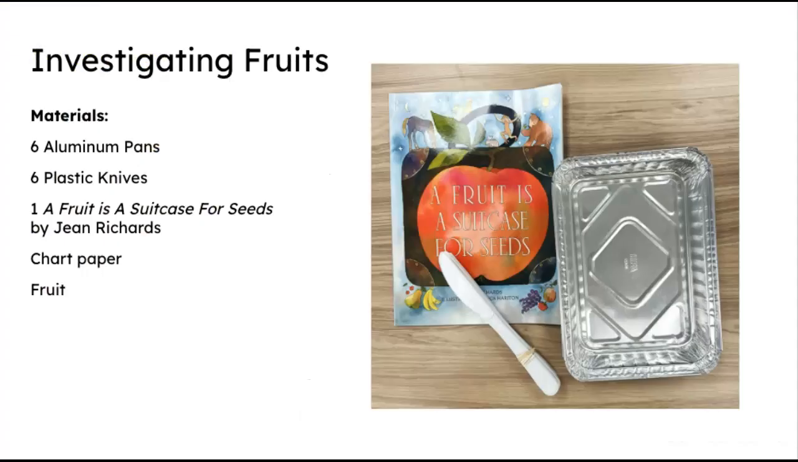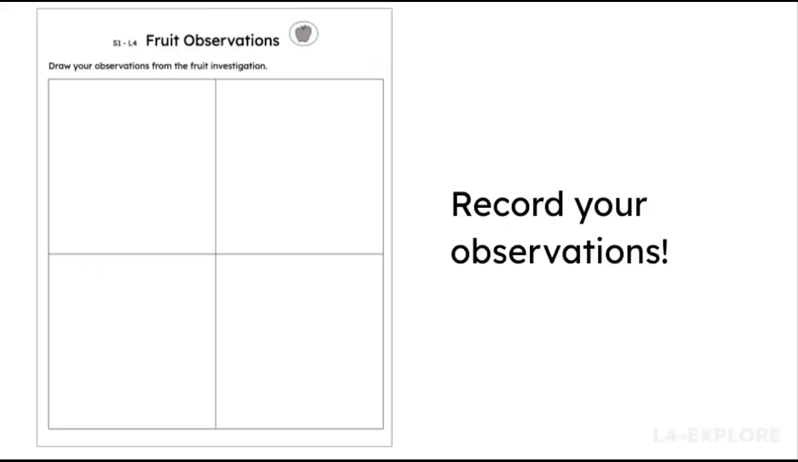For the Explore portion, you'll gather fruit and organize students in groups to examine the fruit and visible seeds. If you're not able to bring physical fruit into the classroom, you can show students images of fruit and its seeds. Pause this video to review the list of materials and photographs of needed items from your kit. Students should record any observations in the Fruit Observations Student Journal page.